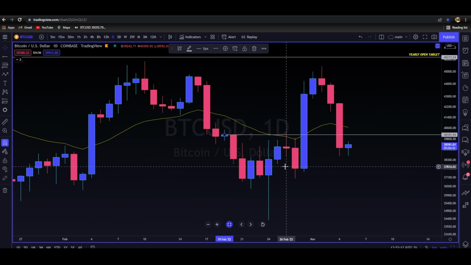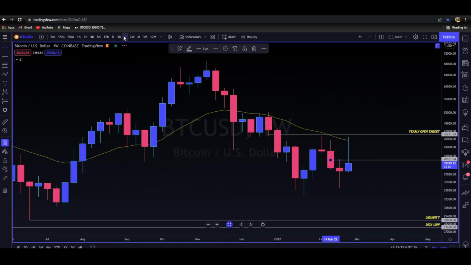As far as what we're going to be doing for the next week, well, that's going to depend on how the weekly close happens. If we close anywhere below the weekly demand zone or the weekly support zone, then that target's probably going to come up a lot quicker.